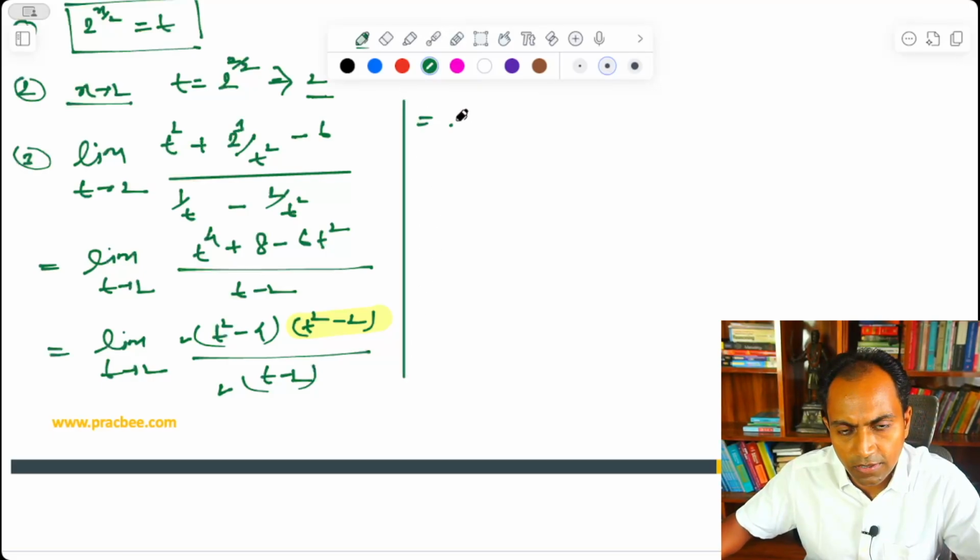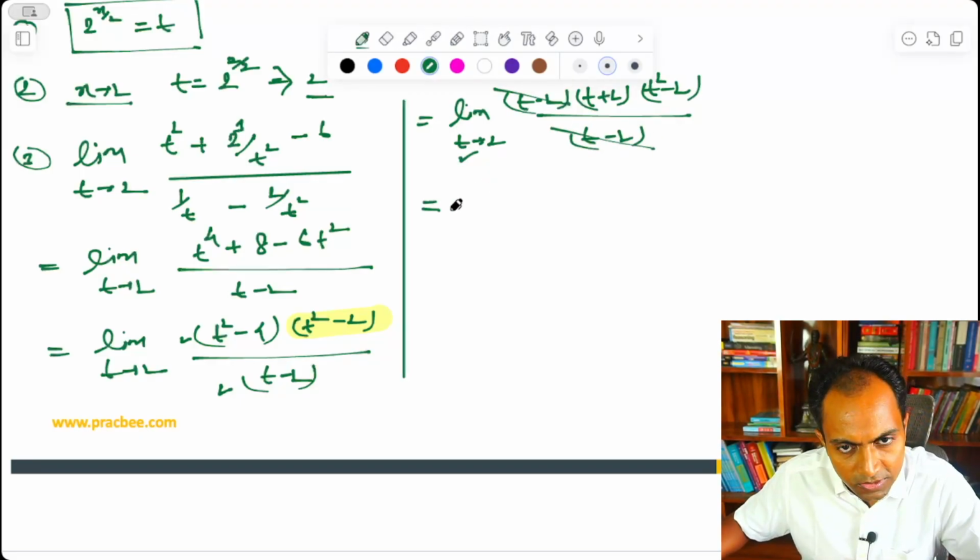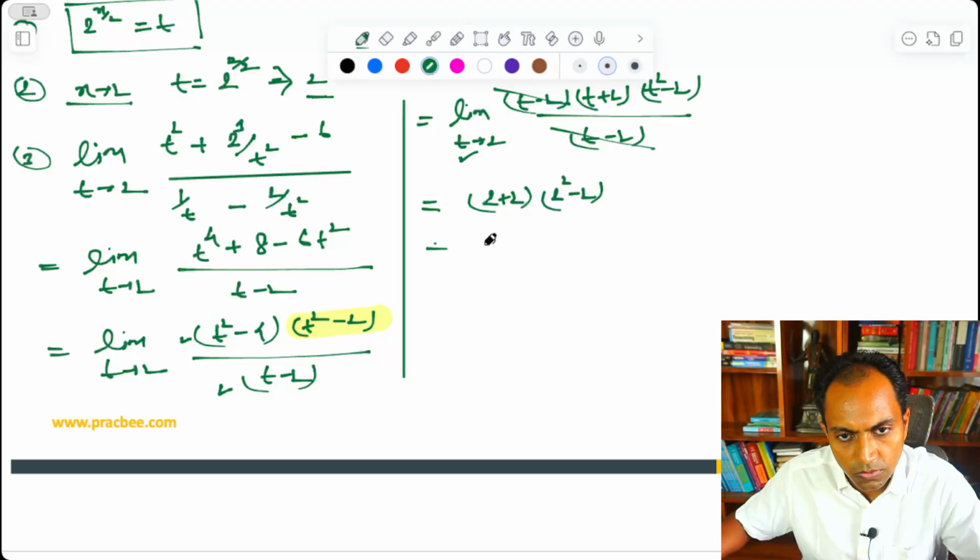Now let us write it down. Only the first term I am going to factorize. This becomes (t minus 2)(t plus 2)(t square minus 2) by (t minus 2). So you can see that t minus 2 gets cancelled out, and this is what was creating indeterminacy. So now I can directly substitute the limit and get the answer. So (2 plus 2)(2 square minus 2). This becomes 4 and this becomes 2. The answer comes up to 8. So this is the answer to this question.